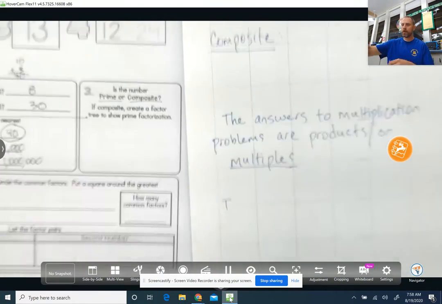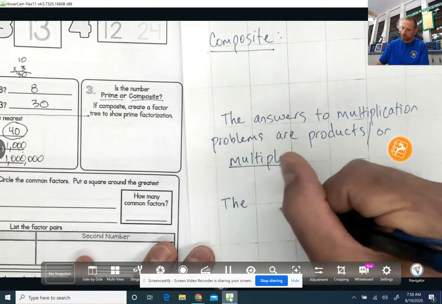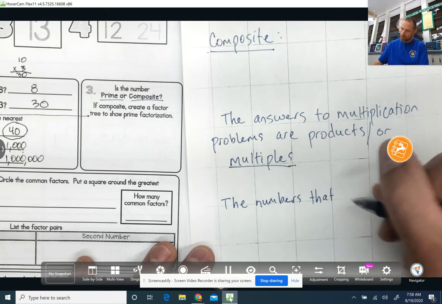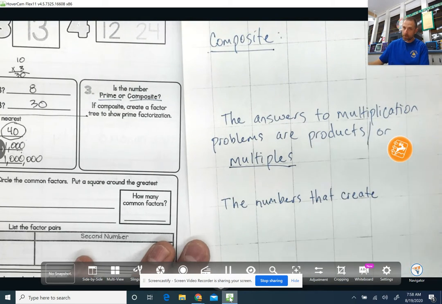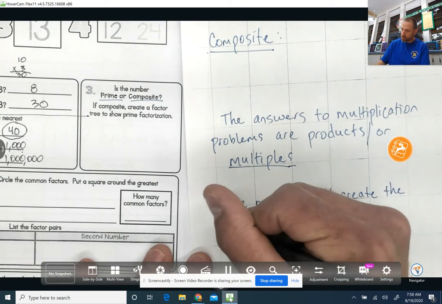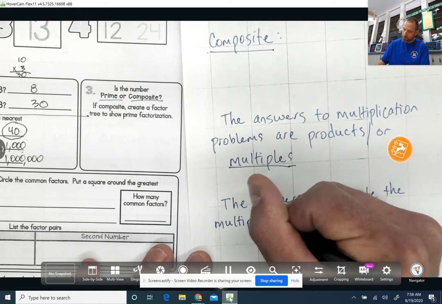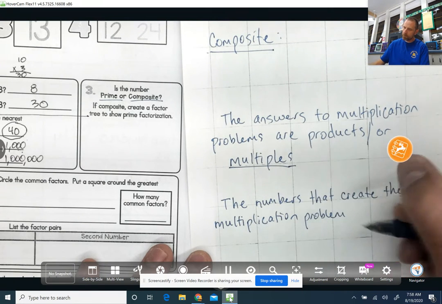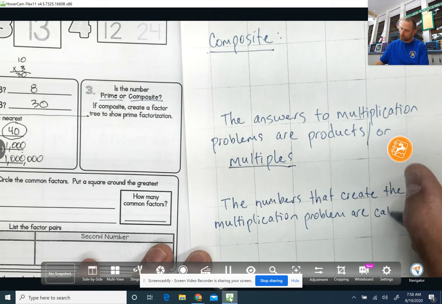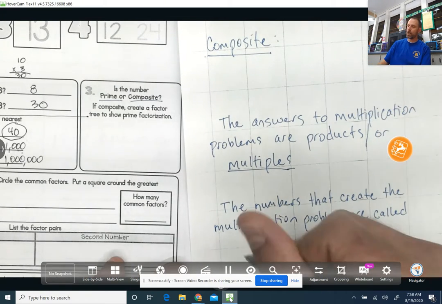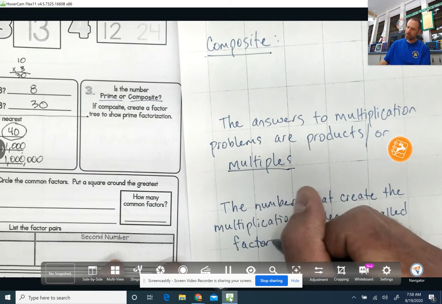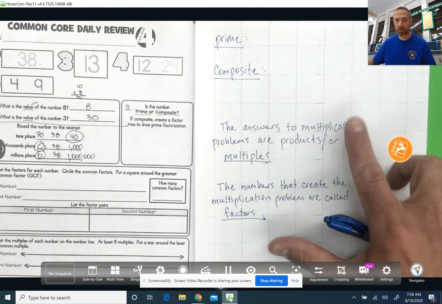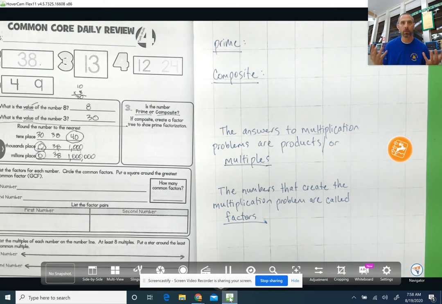Okay, so the numbers, as we switch back over to the camera, the numbers that create the multiplication problem are called factors. Okay, so that is an introduction to four very important vocab terms for your experience in the fourth grade, especially when dealing with multiplication.